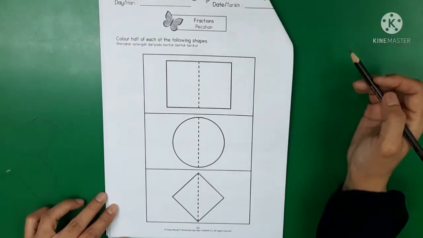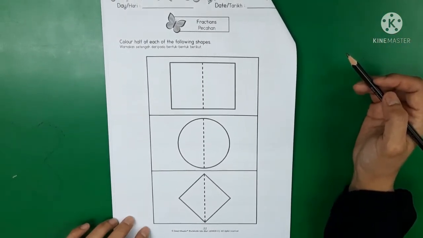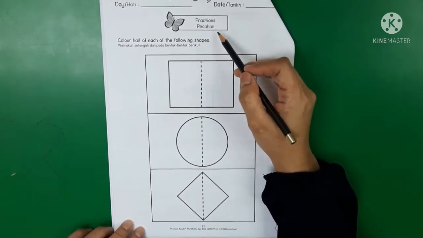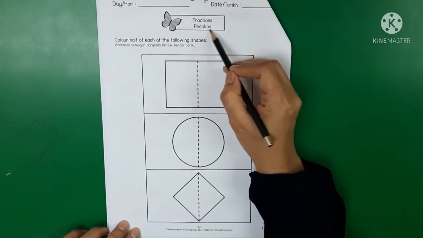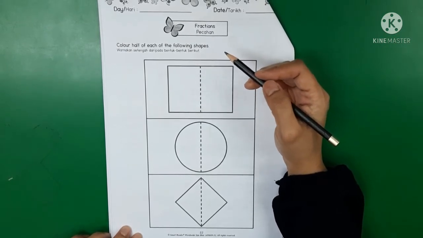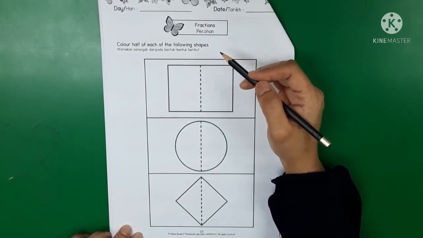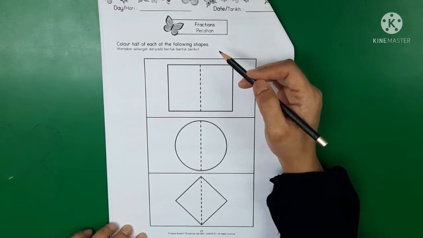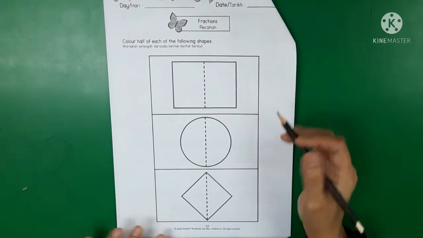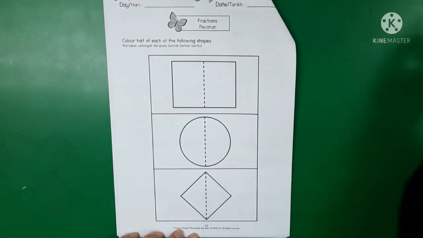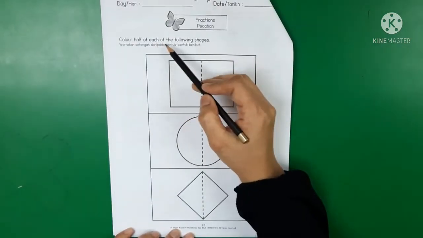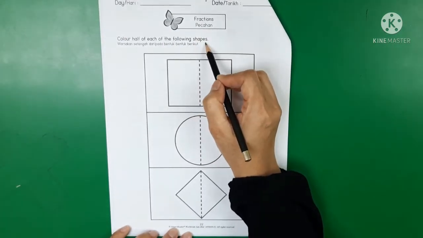Okay children, today we are going to learn about a new topic, fractions. In Bahasa Malaysia, it is pecahan. You have watched the video just now, so I hope it will be able to help you to understand further when we do the exercises. Okay? Now, turn to page 22. Read the instruction with me. Color half of each of the following shape.